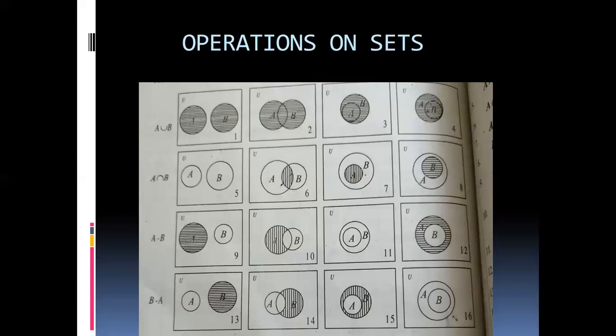The diagram numbers are 3, 7, 11 and 15. And clearly you see that A is a subset of B, and I told you what a subset is. If we have two sets, then the smaller set is called the subset of the bigger one. B is the bigger set and A is the smaller one.